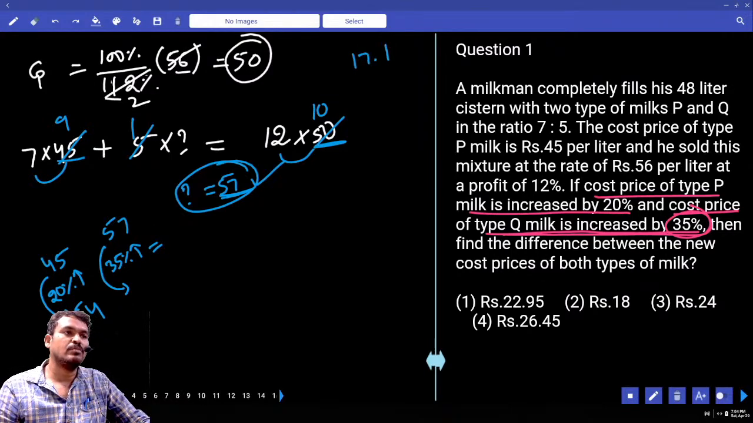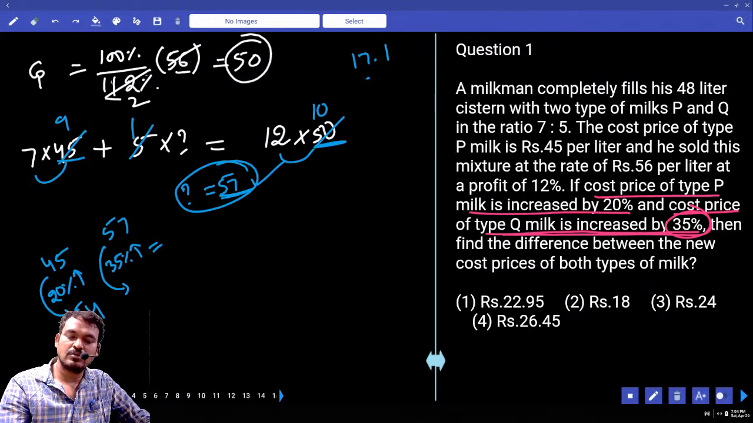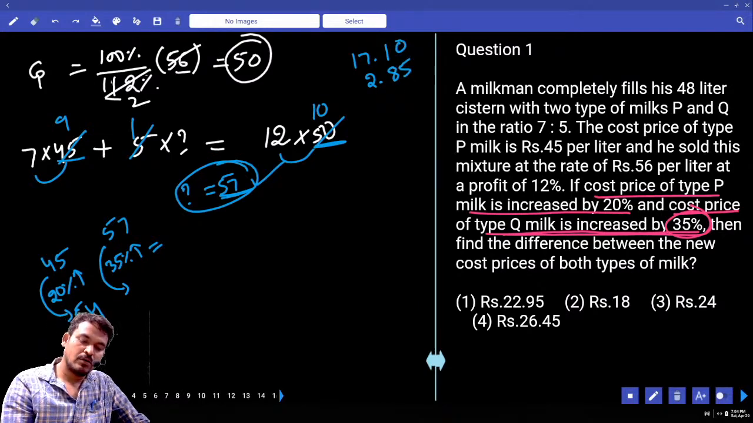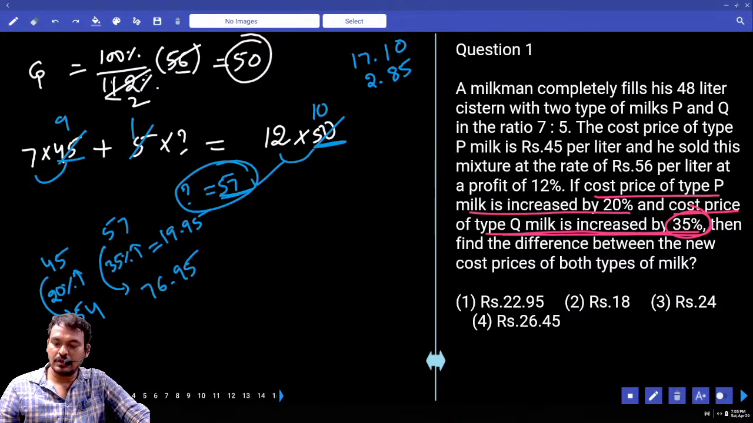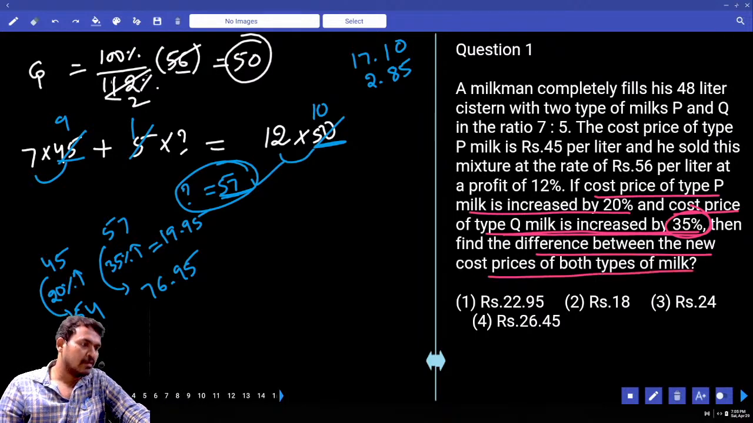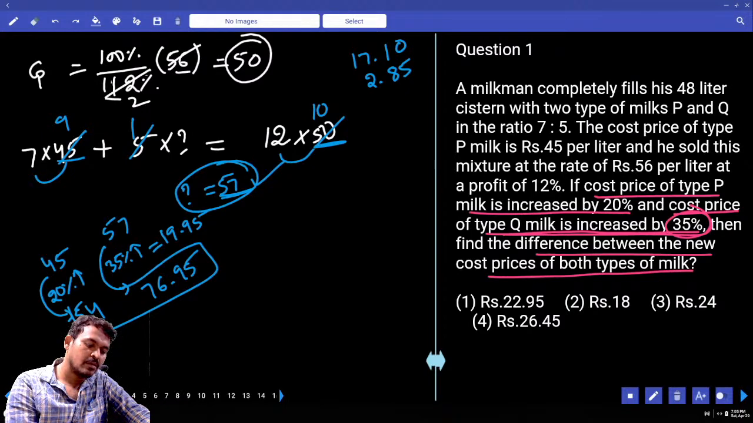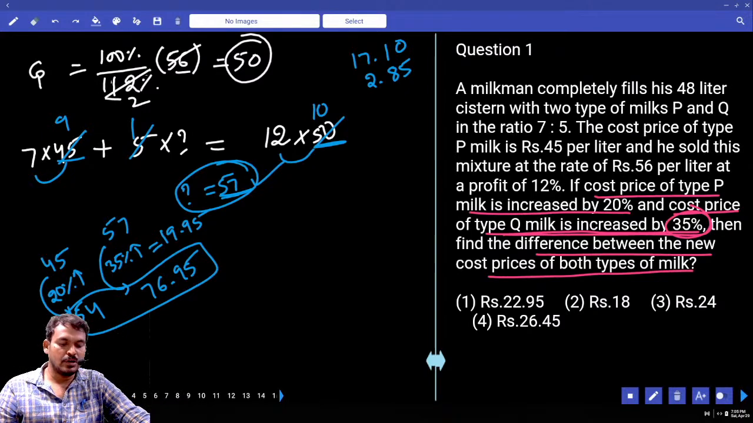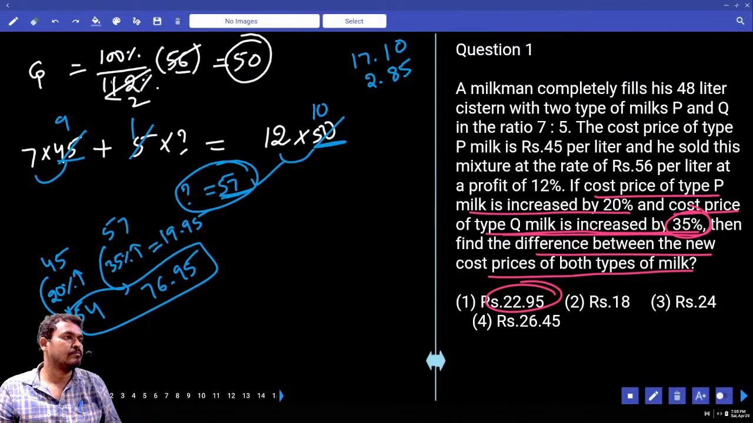30% means 17.1. Again, how much percent? 5%. 10% is 5.7, 5% is 2.85. Total how much value are you adding? 19.95. Adding or subtracting? Adding. Total it is 76.95. Okay, what is the question here? Find the difference between the new cost prices of both types of milk. We require the new prices difference. What is the new prices difference? 22.95.